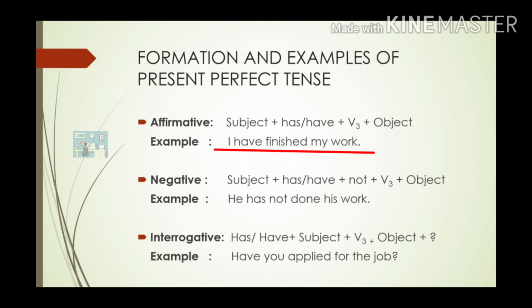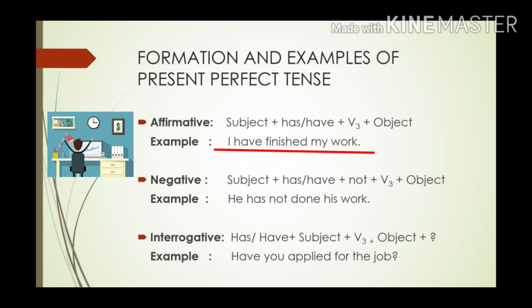I have finished my work. Now we have learnt from the previous table that with I we use have, and verb third form. That means the base form of the verb is finish and its third form is finished. Okay, so it will become I have finished my work.